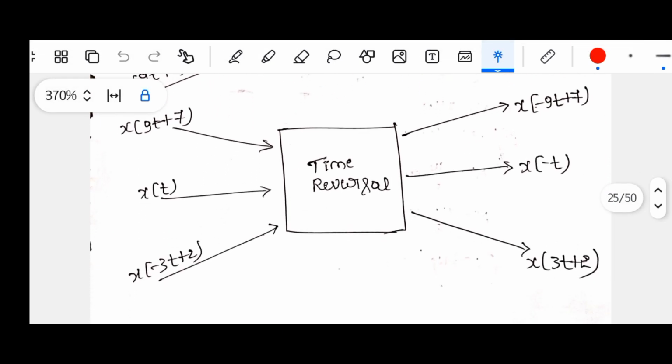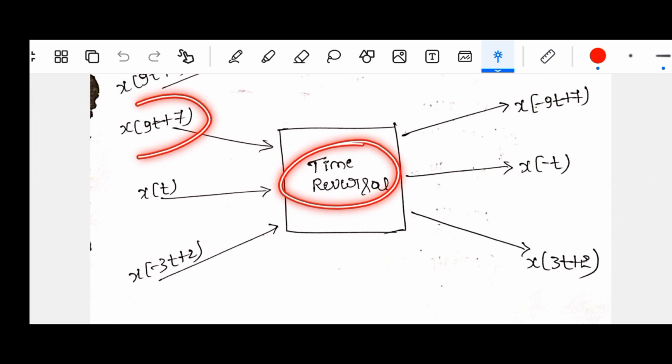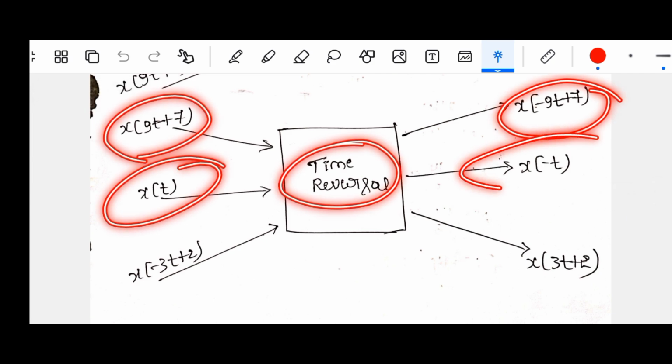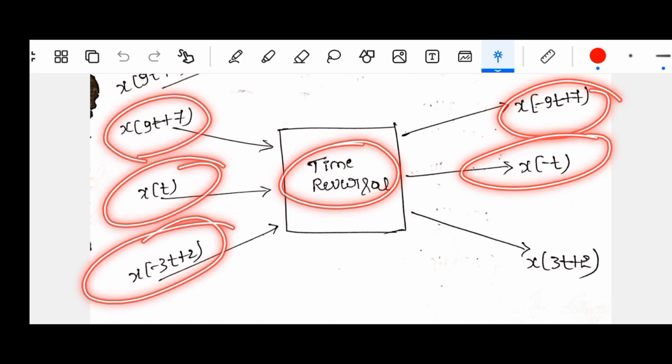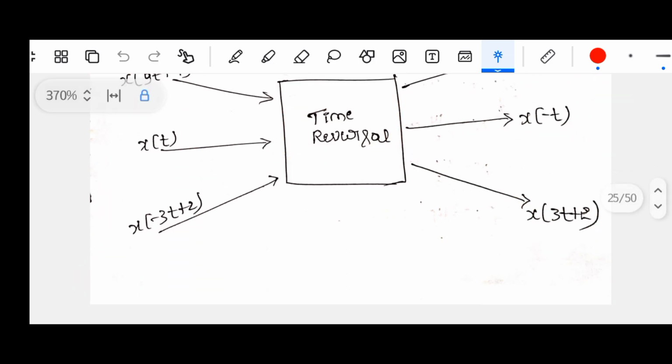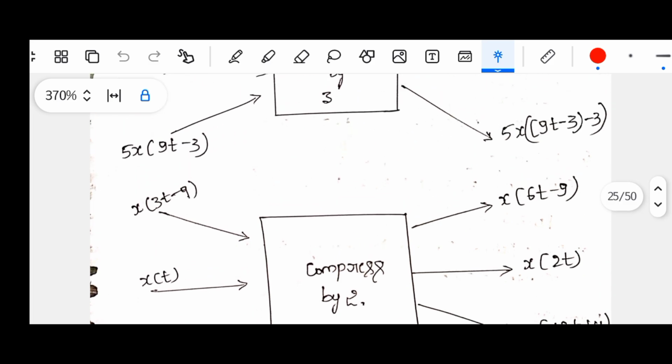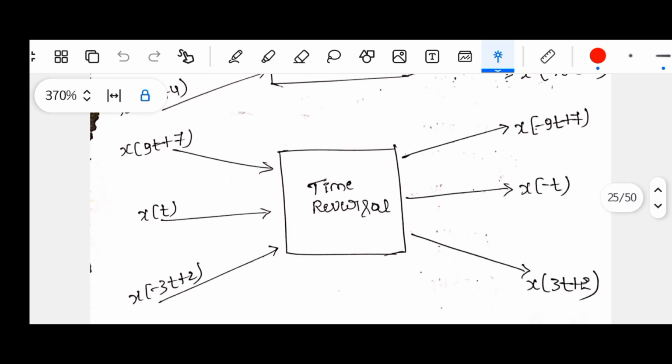Next, time reversal. In time reversal, what happens? x of 9t plus 7 means x of minus 9t plus 7. x of t will be x of minus t. x of minus 3t plus 2 means x of plus 3t plus 2. This is about time reversal, compression and the right shifts.